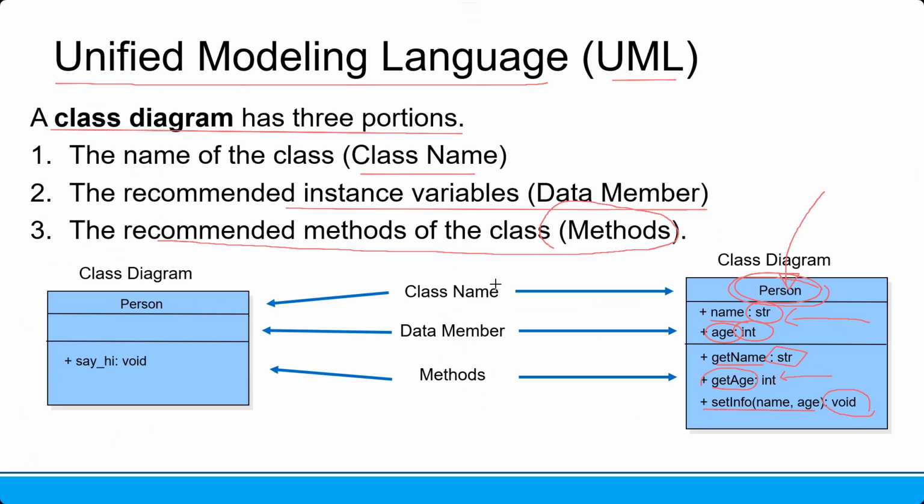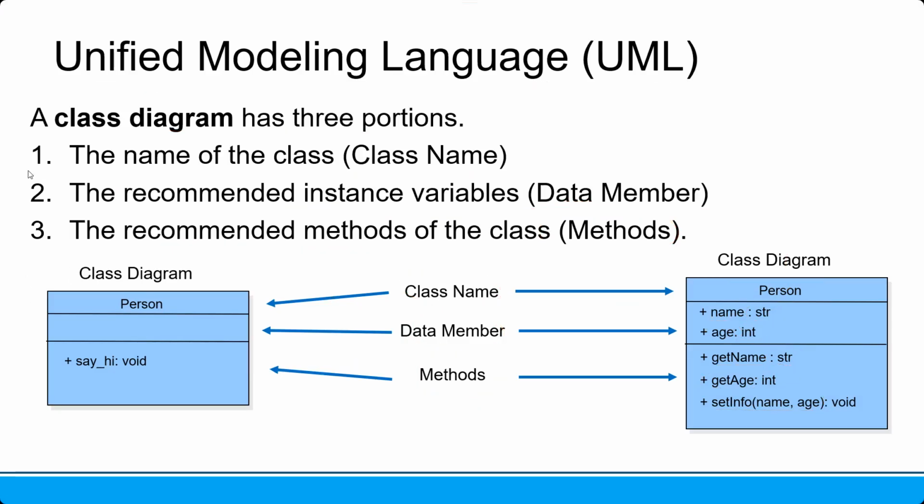So these three things, class name, data members, and methods, will be in the class diagram. At the end of this class, when you do the team project, the final project, you need to make this class diagram for your program.